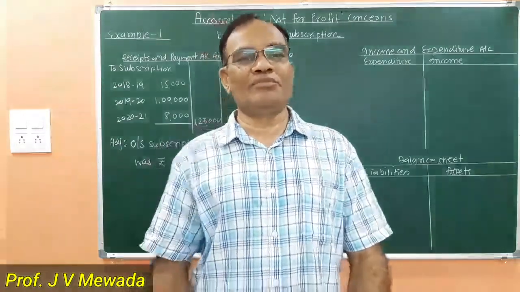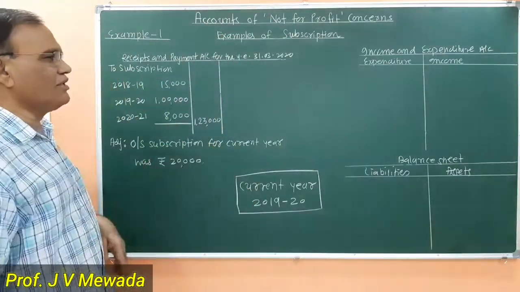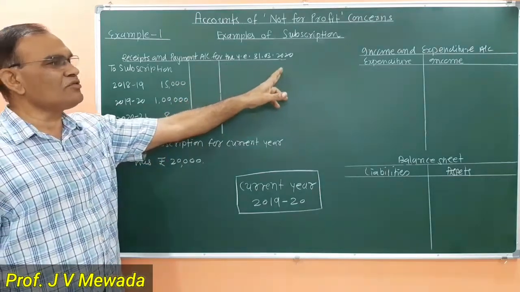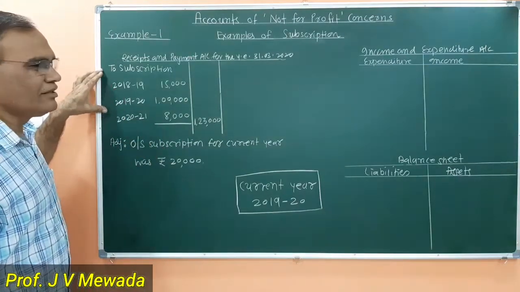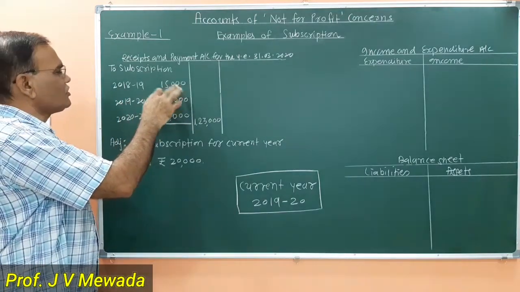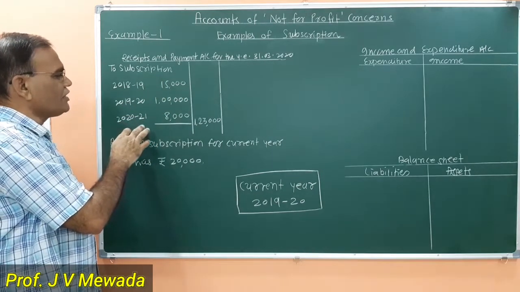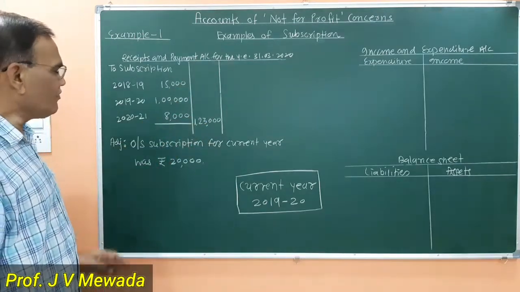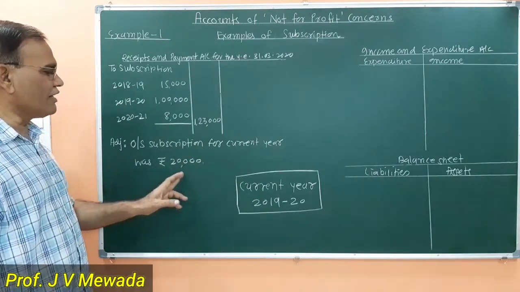So let us see example number 1. In this example, we are given the receipt and payment account for the year ended 31st March 2020. And in the receipt and payment account, on the receipt side, we are given subscription for the year 2018-19, 15,000, for the year 2019-20, 1 lakh, for the year 2020-21, 8,000. So total subscription given to us is 1,23,000. And we are given one adjustment. Outstanding subscription for the current year was rupees 20,000.